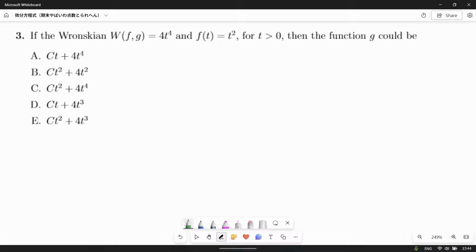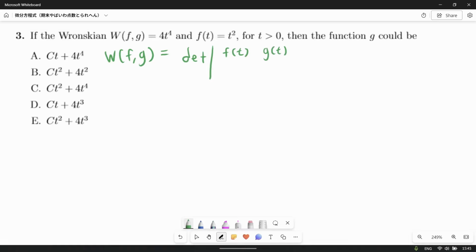So to start, recall that with a Wronskian, we know that w of f of g is equal to, well, that's a little messy, let me rewrite that. So we know that for a Wronskian, in this case w of f of g, that is equal to the determinant of f of t, and then g of t, and then the derivatives of those two functions, because the Wronskian is always going to be a square matrix that involves the functions and its derivatives.